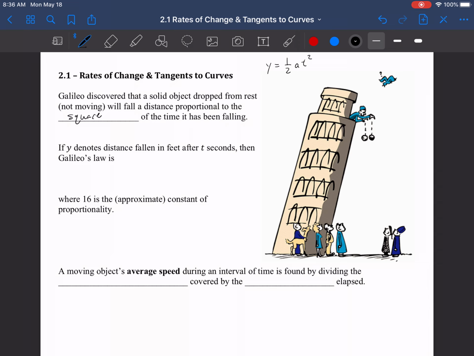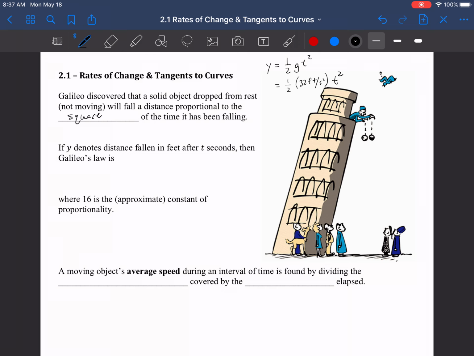Or a lot of times they might make that an a and make it a g, and they call it the acceleration due to gravity. What it was found to be is 1/2 times 32 feet per second squared, that acceleration called the acceleration due to gravity, and then t squared. Now, in physics class, you probably got 9.8 meters per second squared instead of the 32 feet per second squared, because 9.8 meters per second squared is the SI unit, but we're sticking with what the book does here.